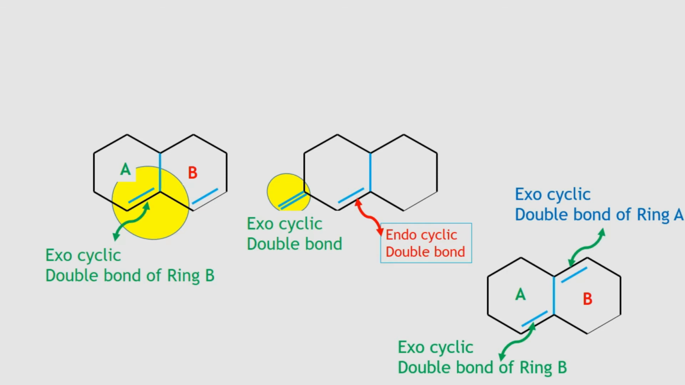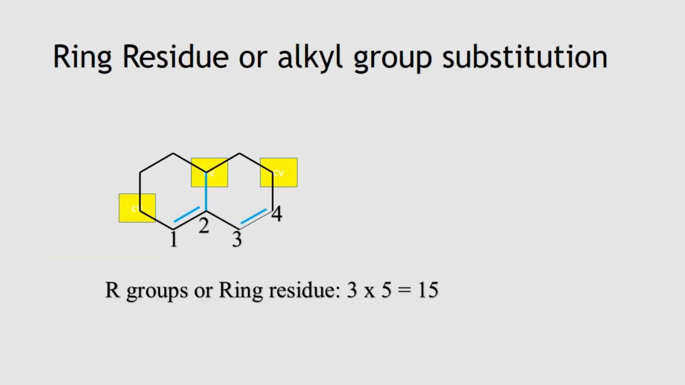Now the next one is ring residue or alkyl group substitution. For these also we need to include an increment of 5 nanometer wavelength. Whenever we are using the word ring residue, what does that mean? The particular adjacent carbon of the conjugated system which is attached by a single bond. That carbon only we can consider as a ring residue, or as an alkyl group substitution.